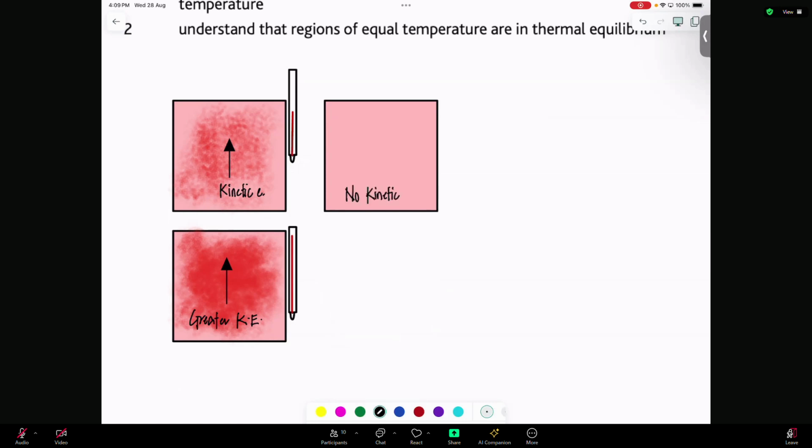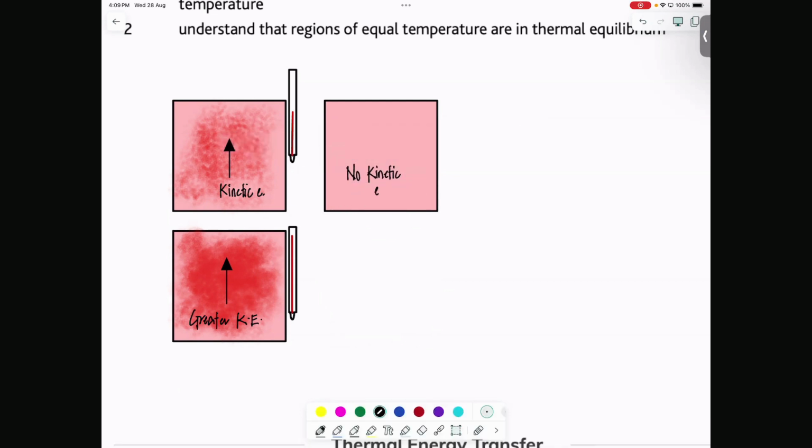So no kinetic energy. When it has no kinetic energy, the thermometer should show the lowest possible temperature. Now, if you use degrees Celsius, right, this is 40 degrees Celsius. This is 100 degrees Celsius. And when there's no KE, what should that be?